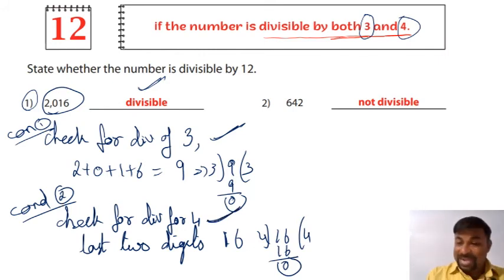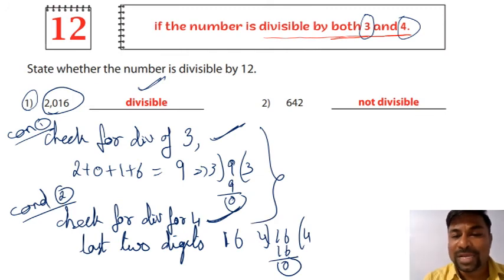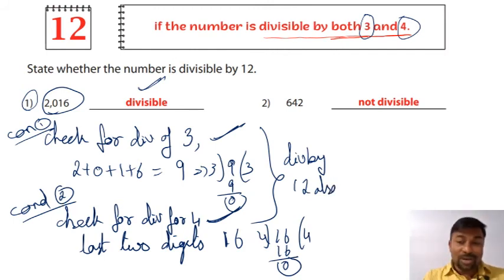So the number is divisible by 3 and the number is divisible by 4. So what can we say? The number is satisfying both the conditions, so the number is divisible by 12 also. Now let us check the second sum.